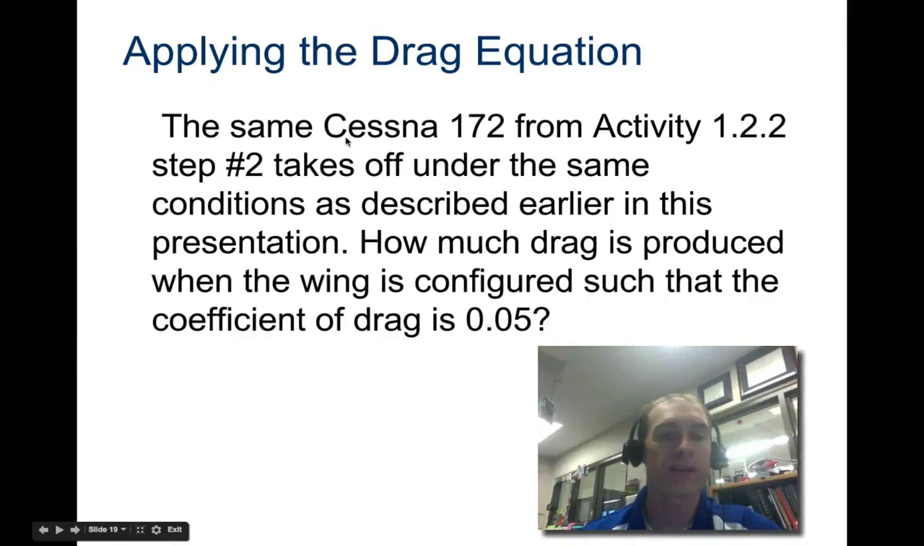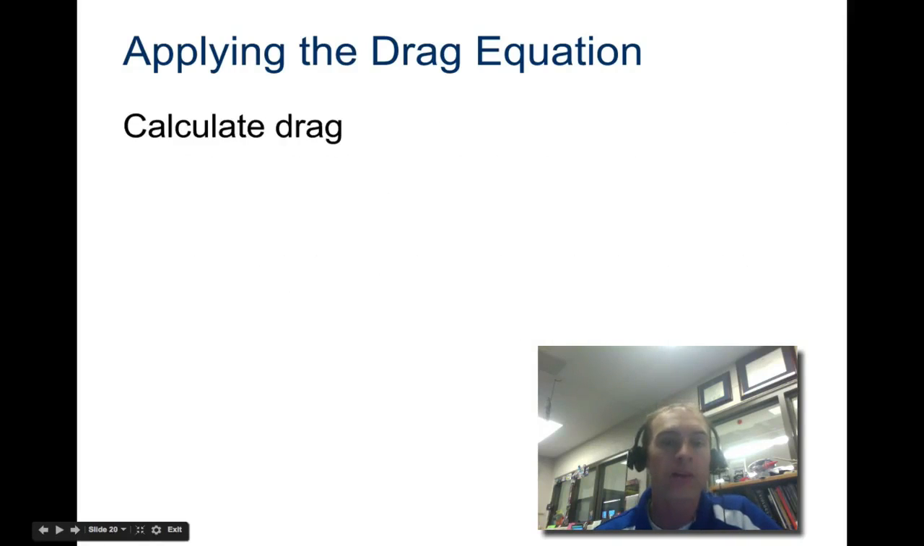So if we're going to apply this, we have the same Cessna from the previous example. It takes off under the same conditions. How much drag is produced when the wing is configured such that the coefficient of drag is 0.05? So how much drag is produced? How many newtons of drag if the wing has a coefficient of drag of 0.05? So if we're going to figure out how much drag, we know CD.